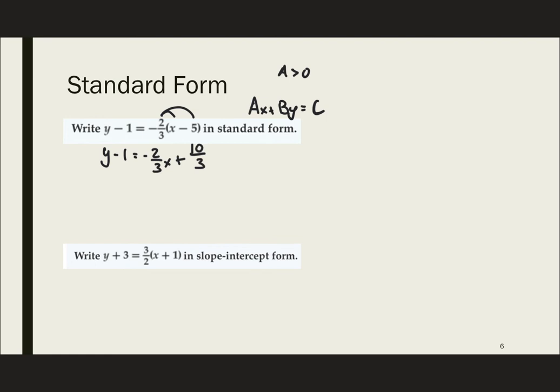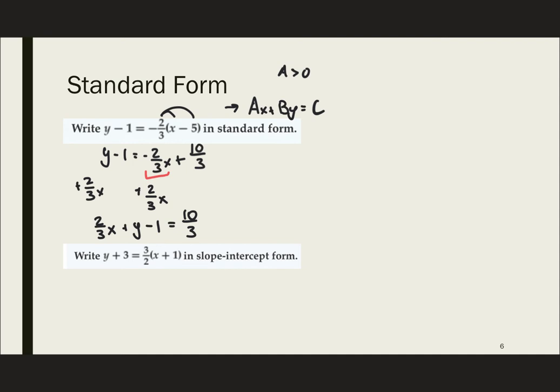Now from here we have a few options. I need to get everything into this format. ax plus by is equal to c. So here is my x term right here. I'm going to go ahead, I'm going to add it to the other side just to get it over there. So I'm going to add 2 over 3x to both sides. I'm allowed to do this. So now I have 2 over 3x plus y minus 1 is equal to a negative 10 over 3.